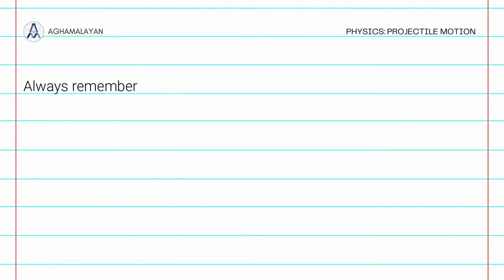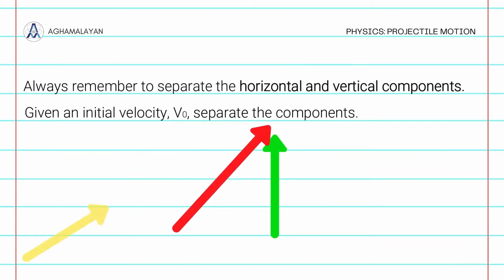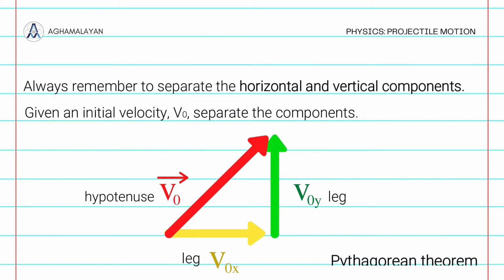Always remember to separate the horizontal and vertical components. Given an initial velocity v0, separate the components. So the v0, when you draw it in, let's say, a right triangle, the v0 serves as the hypotenuse, then the v0x and the v0y serve as the legs of the triangle. So to get v0, you just apply the principle of the Pythagorean theorem.